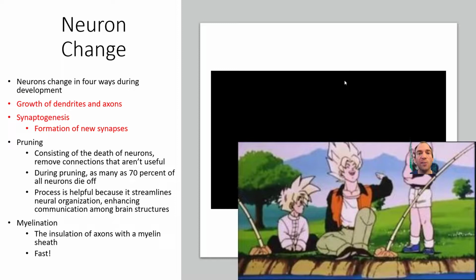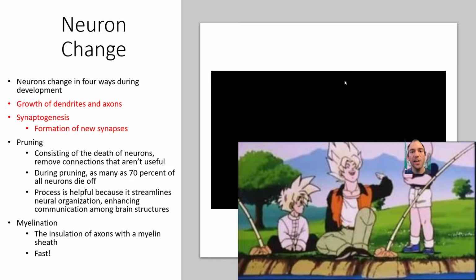So we already talked about the formation of new connections, new neurons, long-term potentiation, that is strengthening already pre-existing connections. However, the brain also has this naturally occurring process where death of neurons occurs and connections are actually removed if the brain determines them not to be useful. During pruning, as many as 70% of all neurons die off. This process is helpful because it streamlines neuron organization, enhancing communication among brain structures.